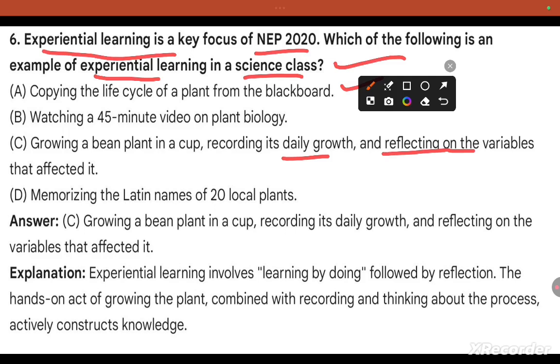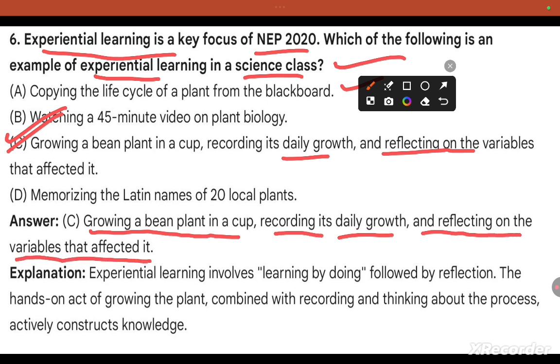So here you want to get experiential learning according to science class. The best suited answer is not copying a life cycle, that is not part. Watching a video, that is an inactive character. So your answer is option number C, growing a bean plant in a cup, recording its daily growth and reflecting on the variables that affected it. So this is nothing but experiential learning.